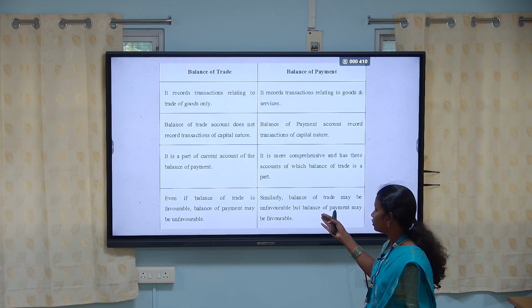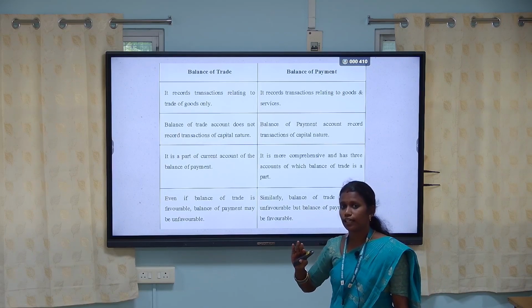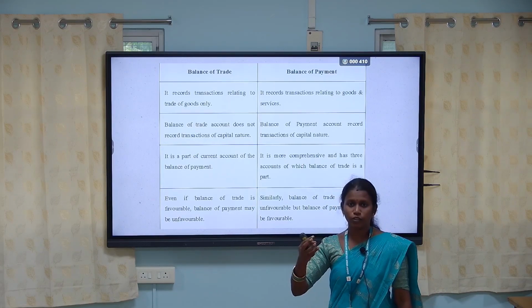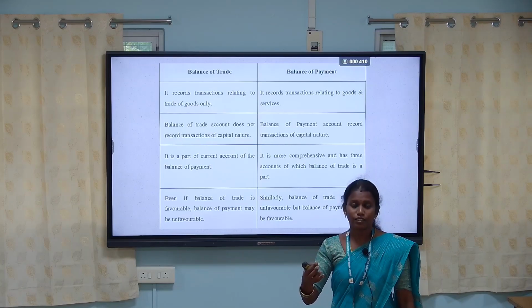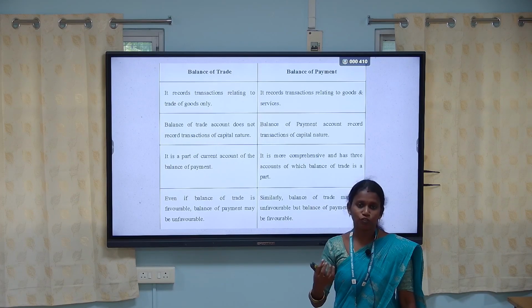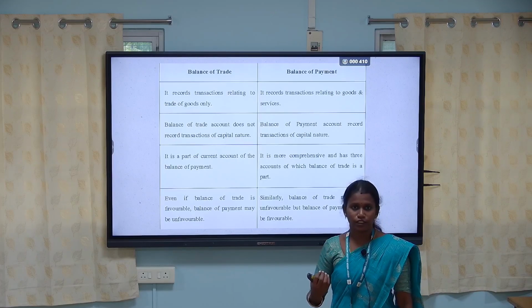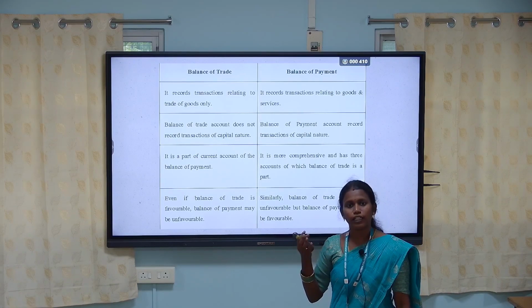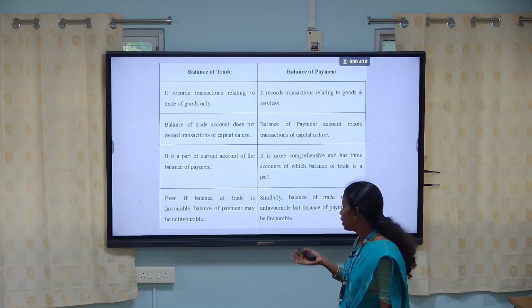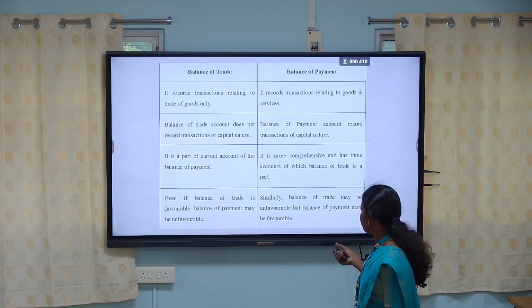Why? Because the balance of trade is favorable in the sense we are exporting goods and services to other countries, so we will get money, that means foreign currency, from the foreigners. That means it increases the foreign exchange reserve. That's why it's a favorable balance of payment account, and vice versa. I already told you in the first slide.